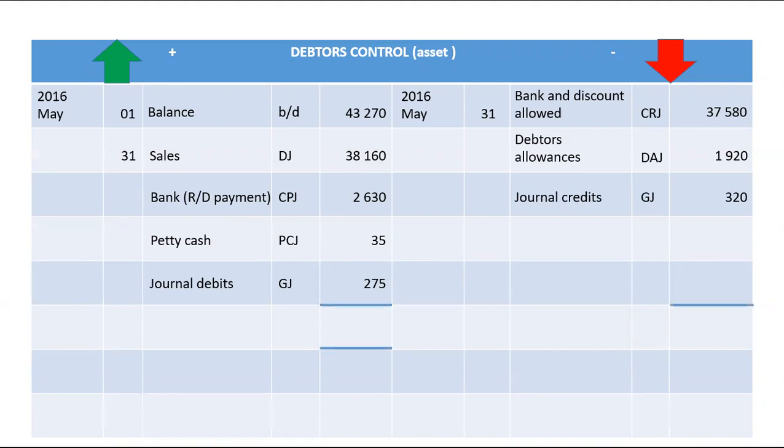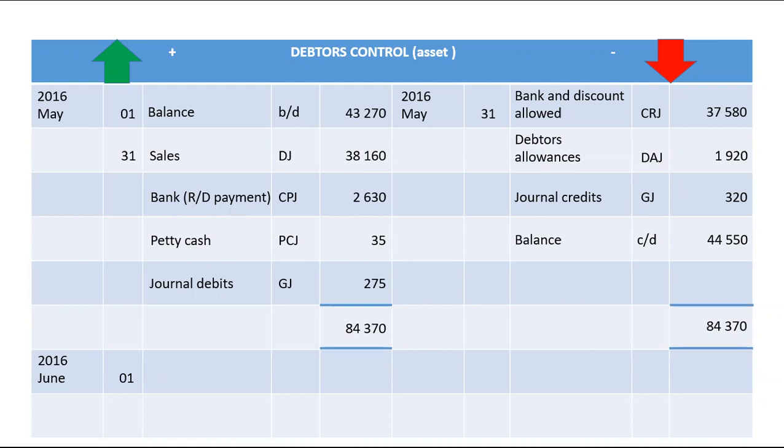Now you need to total up, and when you total up, I will start with the debit side. The debit side will simply give me 84,370, minus the credit side. So you're going to take 84,370 minus 37,580 minus 1,920 minus 320. Now the balance carried down in this case will simply be 44,550. And that 44,550 represents what our debtors owe us in the current month, and we will carry it down to the next month.